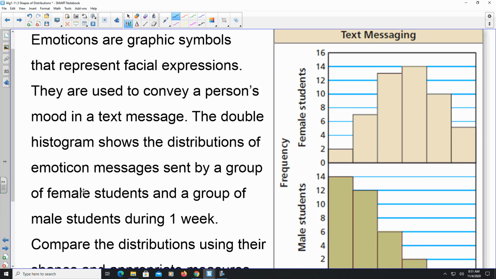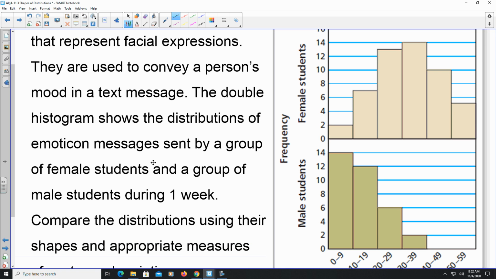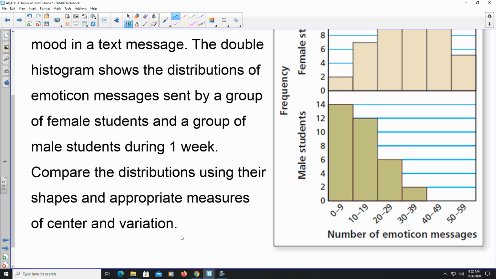All right. Here it says emojis are graphic symbols that represent facial expressions. They are used to convey a person's mood in a text message. The double histogram shows the distribution of emoji messages sent by a group of female students and a group of male students during 1 week. They wanted you to compare the distributions using their shapes and appropriate measures of center and variation.